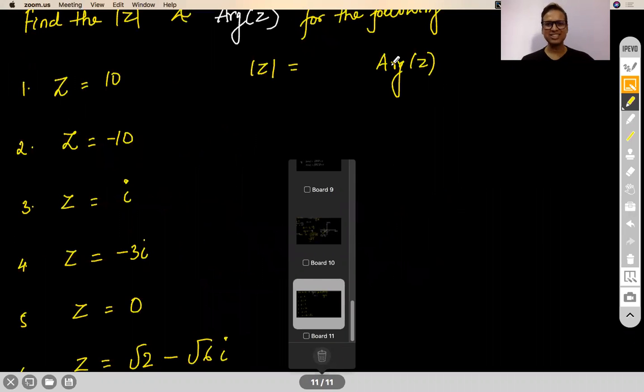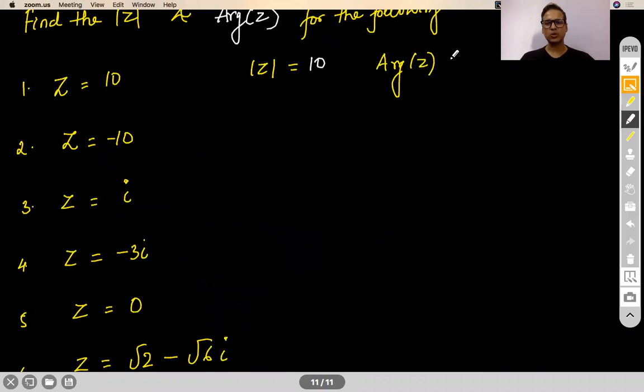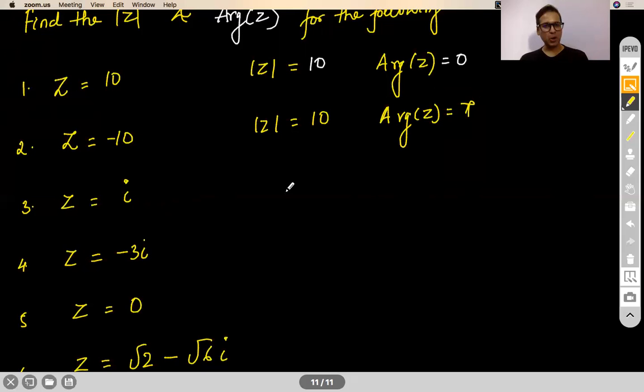Right, so first answer, 10, 0, absolutely correct. 10, 0, very good. Second answer, we have just now done this. Yes, 10, pi, very good. Remember the shortest angle could be minus pi also, but as per our interval convention that we follow for principal argument, minus pi is not to be included, so it can only be pi. It can only be pi. Never write a minus pi even by mistake.